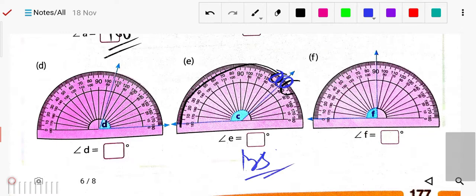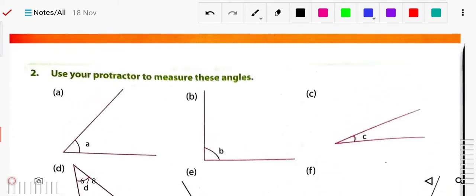Okay, now next, question number 2: use your protractor to measure these angles. How will you measure? Simply put the center of your protractor, the 0 point, on the vertex, and place the 0 line of the inner scale exactly over here, and see what the angle is. Likewise you can measure all these given angles and write the values.